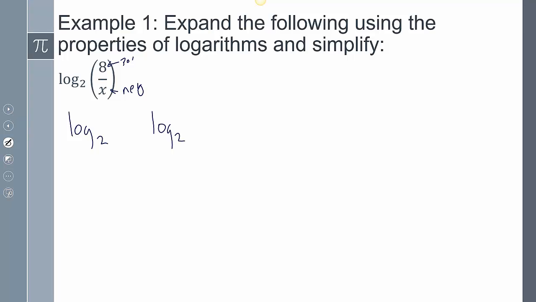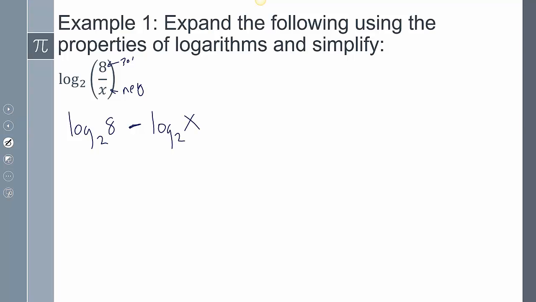They both have log base 2. And why did I say two logs? Well, I have two things. I have an 8 and I have an x. And so the first one, log base 2 of 8, is positive because it's in the numerator. The x was in the denominator, so minus, and then I can say log base 2 of x.